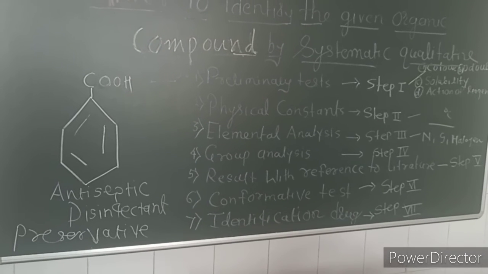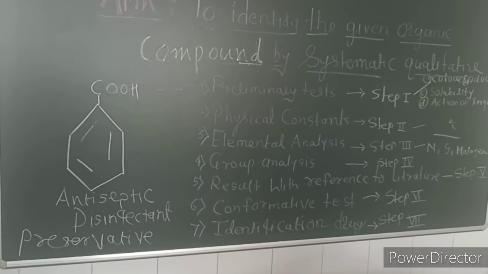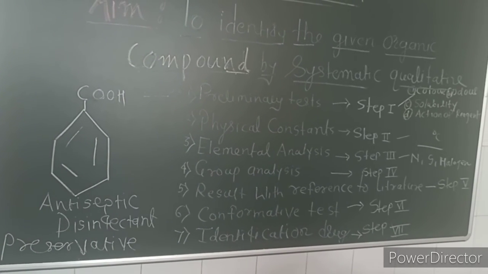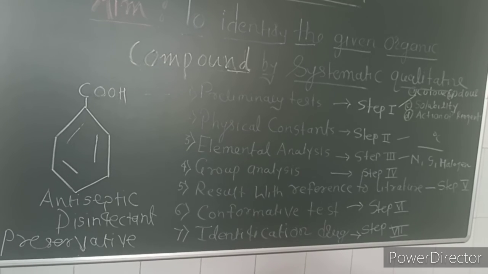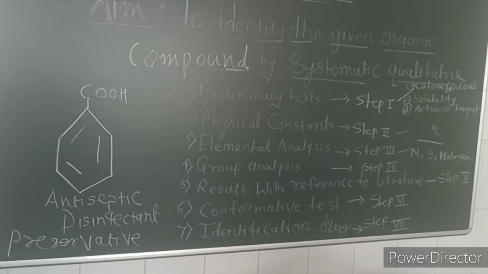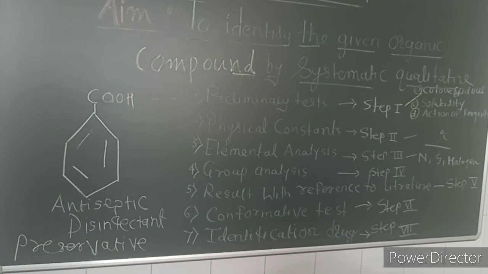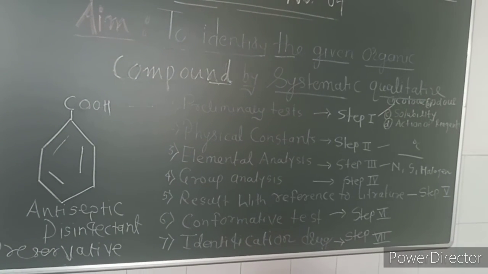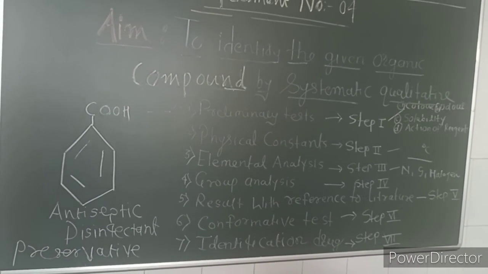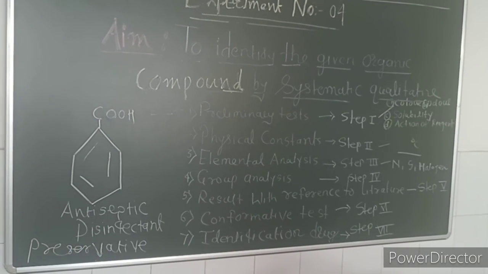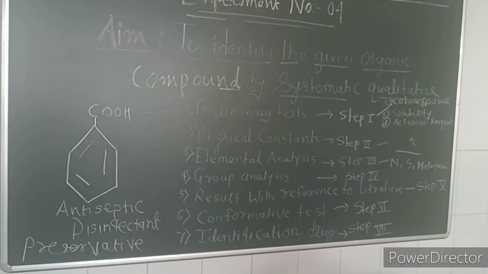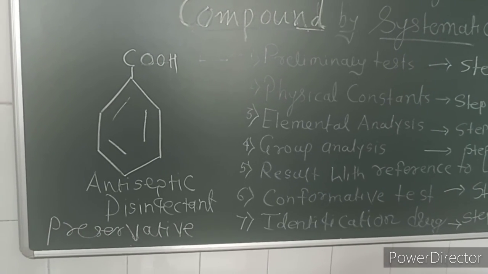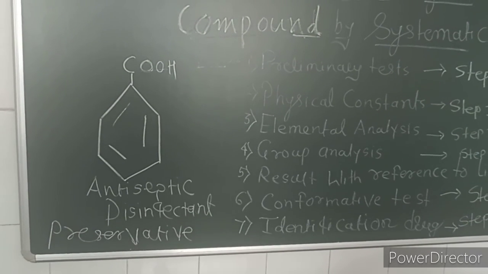After the confirmatory tests, our result is that the given organic compound has a melting point of 122, contains carbon, hydrogen and oxygen elements, and has a carboxylic acid functional group. Therefore, with reference to the literature, the organic compound may be benzoic acid. So our given unknown compound is benzoic acid. See the structure of benzoic acid. It is an antiseptic and disinfectant, and it also acts as a preservative.